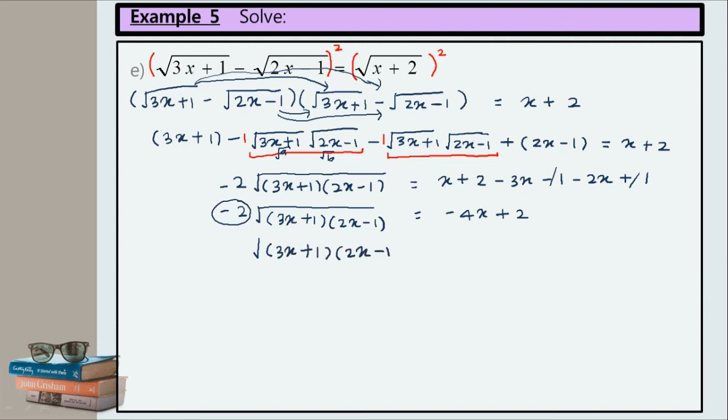2x minus 1 equal to, okay, negative 2 we transfer to the right side, so it will become divide. Negative 4x divide by negative 2, 2x, this one will become negative 1.